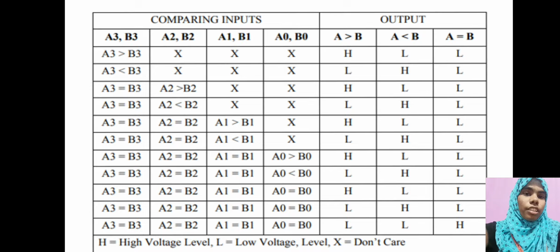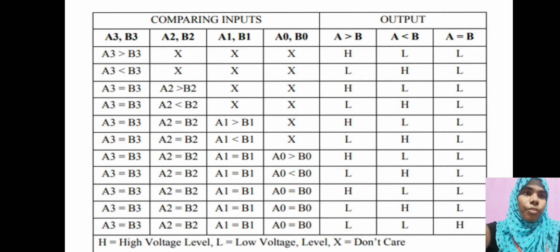Here 1 is represented with H, which indicates the high voltage level, and L indicates 0, the low voltage level. Here X indicates don't care. A3 is less than B3, and all the remaining terms are don't cares. Then A3 less than B3 is high. That means the output A less than B is enabled, 1.